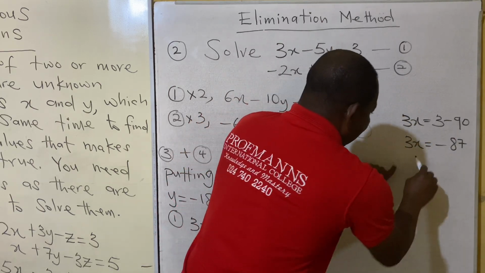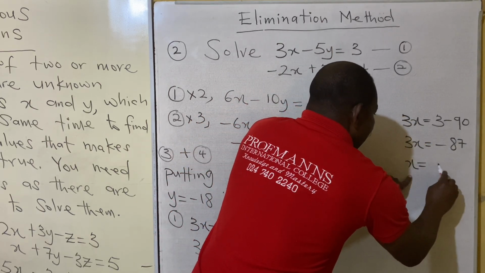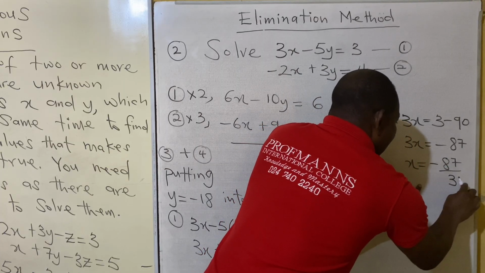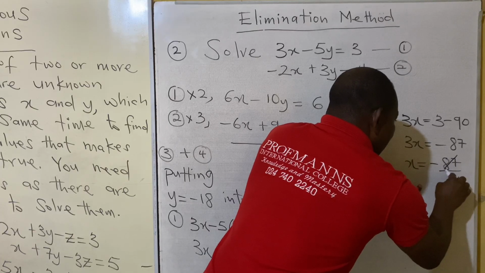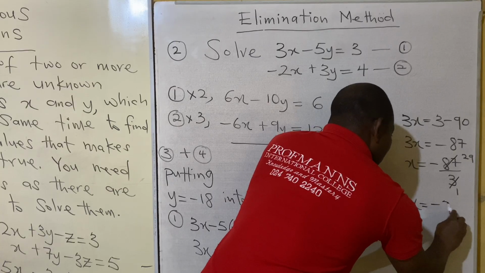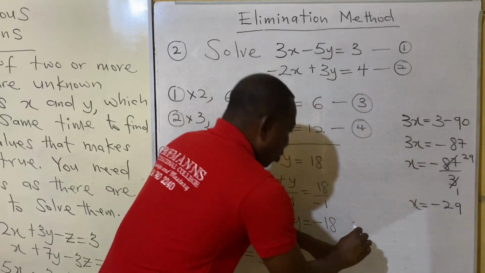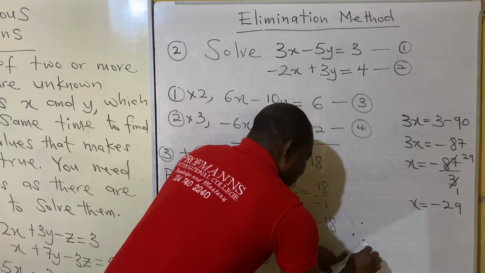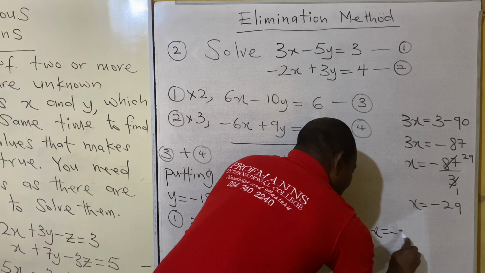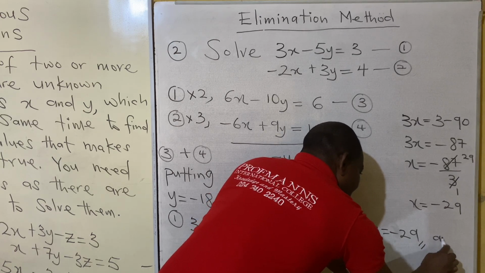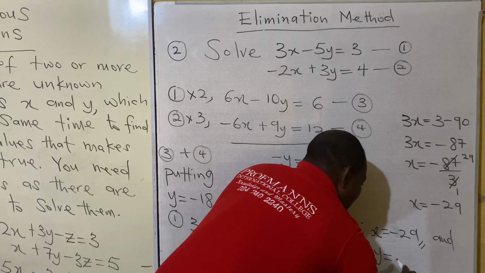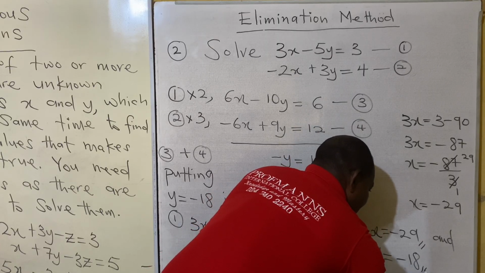We divide both sides by 3. x is equal to minus 87 over 3. 3 goes into itself 1, goes into this 29. So we have x is equal to minus 29. We conclude by saying, therefore, x is equal to minus 29 and y is equal to minus 18.